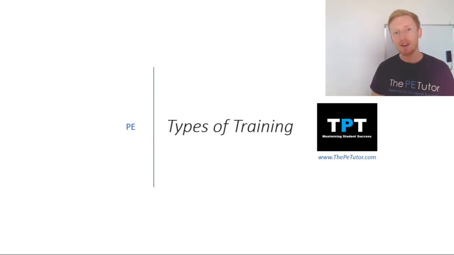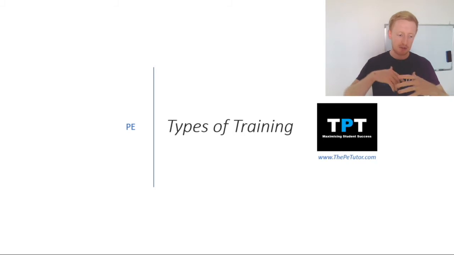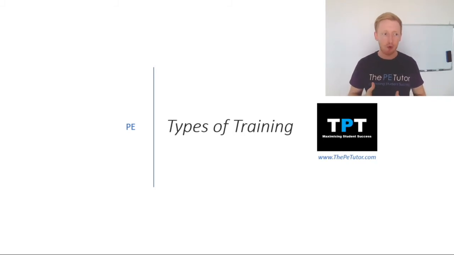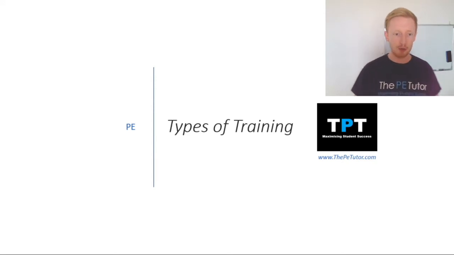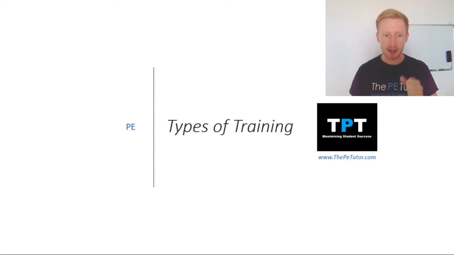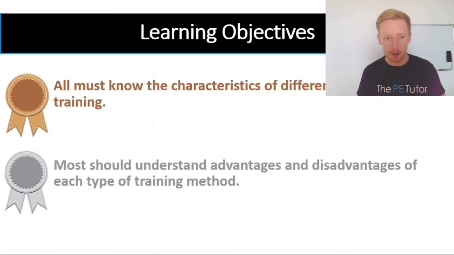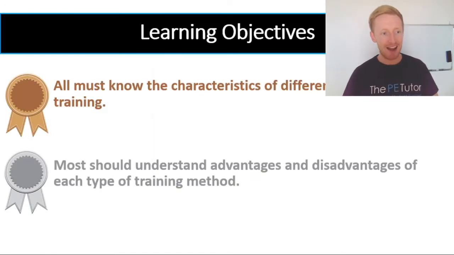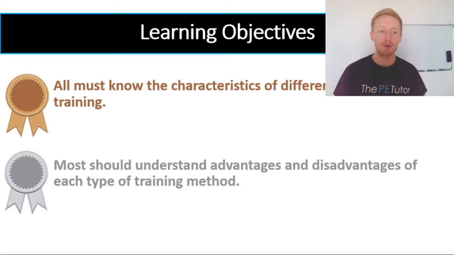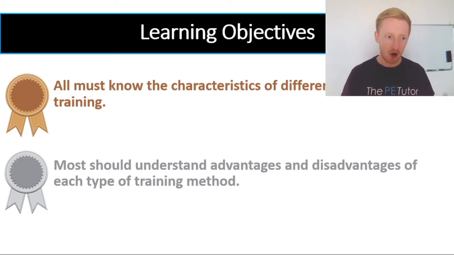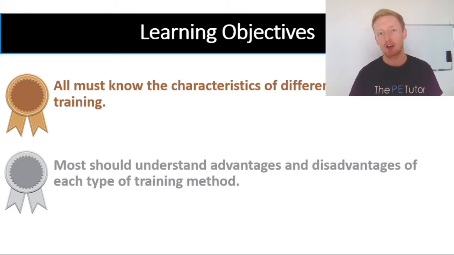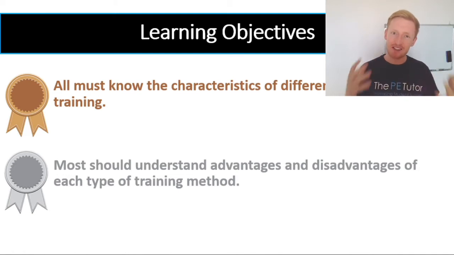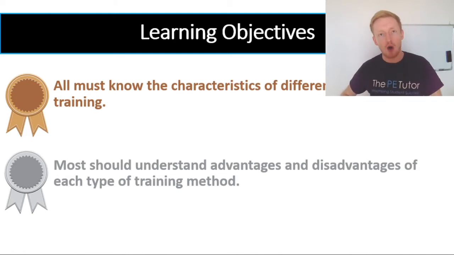Now for today, we're not going to be worrying too much about evaluating each training method for different sporting scenarios or different sports performers. That's what we'll do in a separate group class. So today we'll just be looking at the characteristics of training methods and the pros and cons of each. So the learning objectives, which you will be hitting today, I hope, all of you will know the characteristics of different types of training. And then most of us should understand the advantages and disadvantages which the performers and the coaches will have to consider and weigh up when designing their training plan.